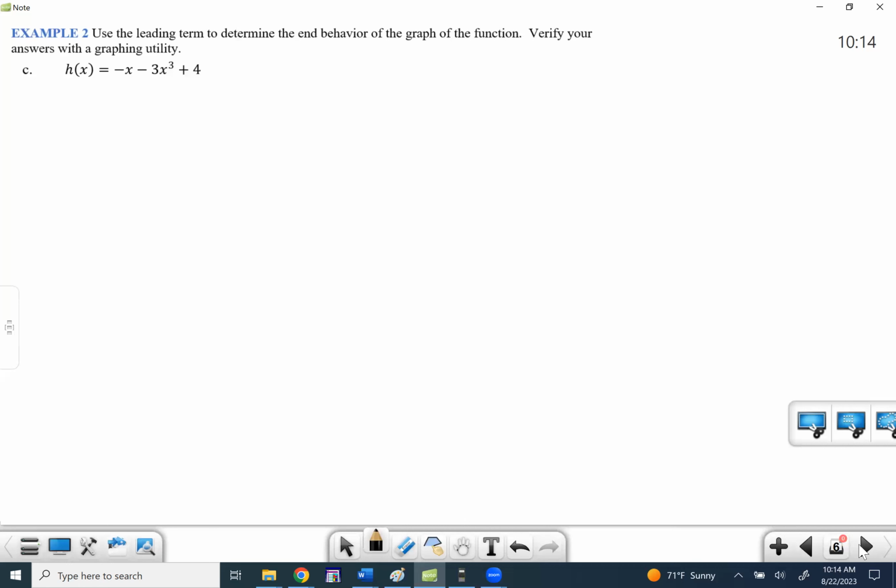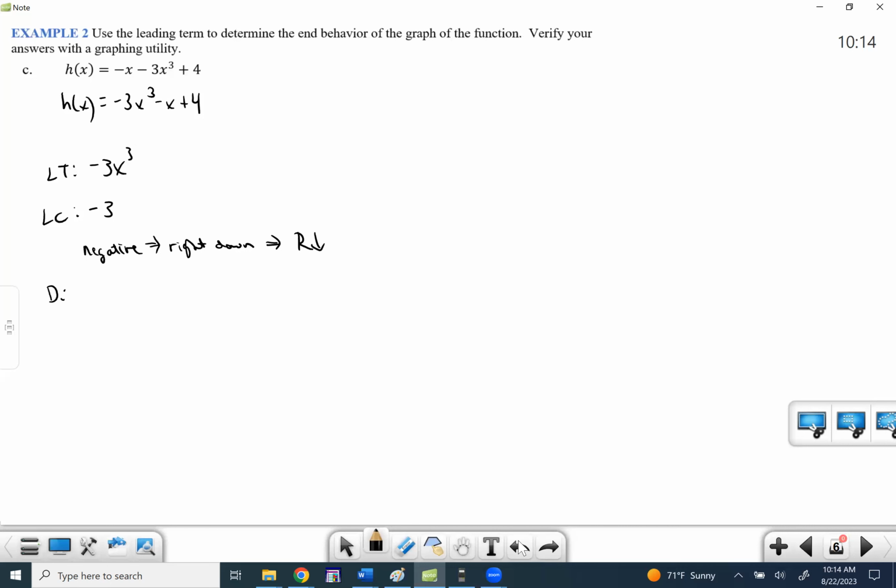So this one is our first one that's been written out of order. So let's go ahead and rewrite h of x from highest exponent to lowest exponent. Now we can see that our leading term is negative 3x cubed. All right, so the leading coefficient is negative 3. So since it's negative, that tells us that the right is going to go down. So right down.